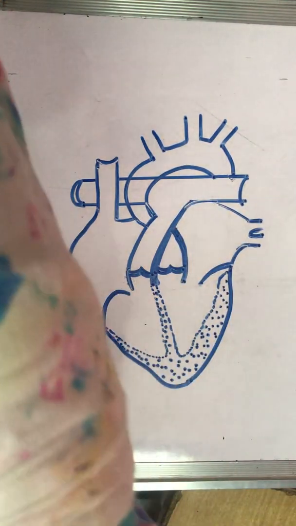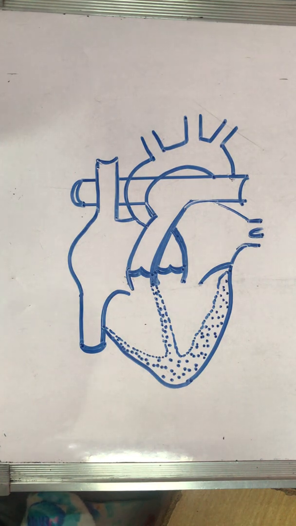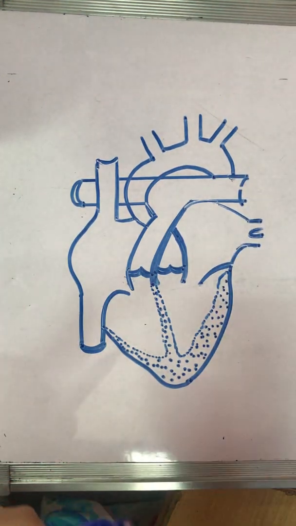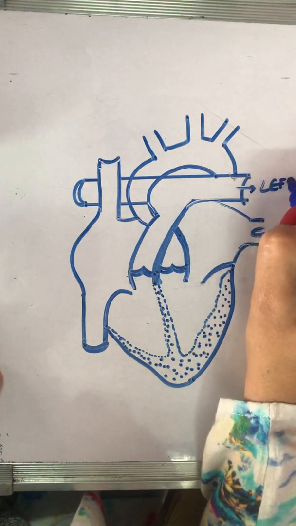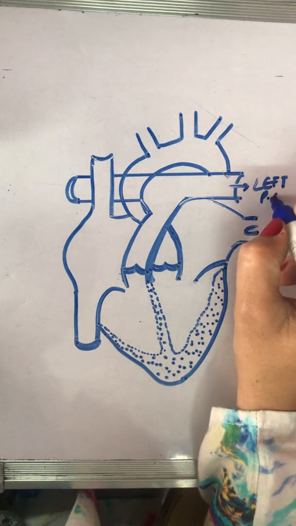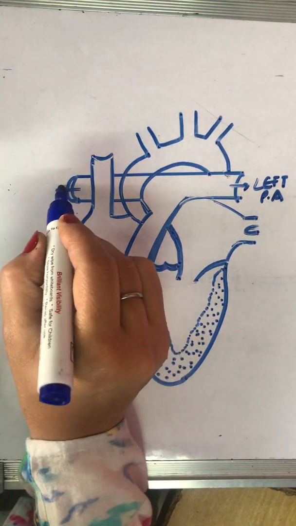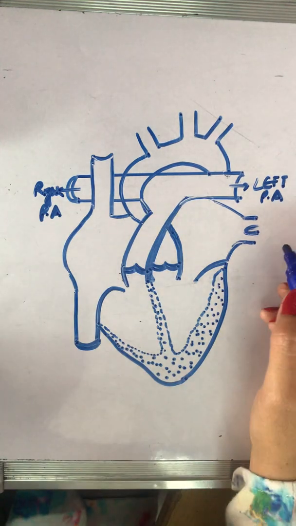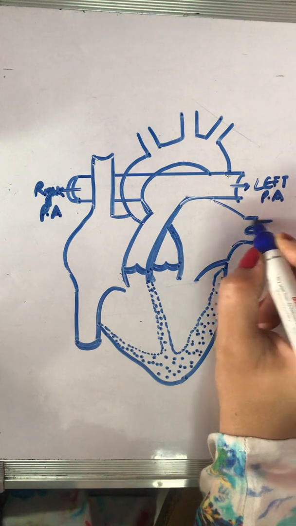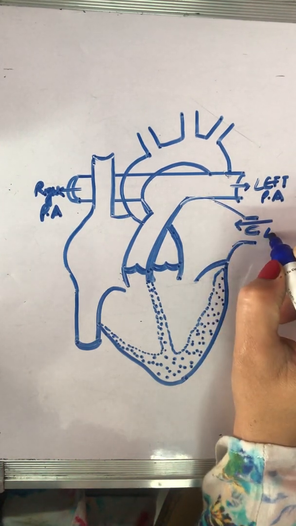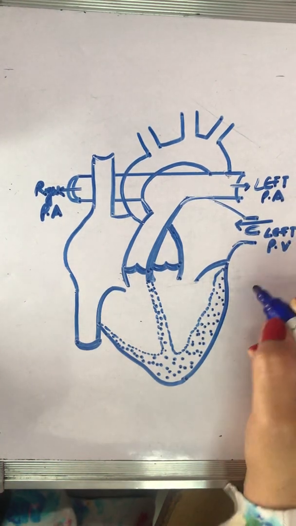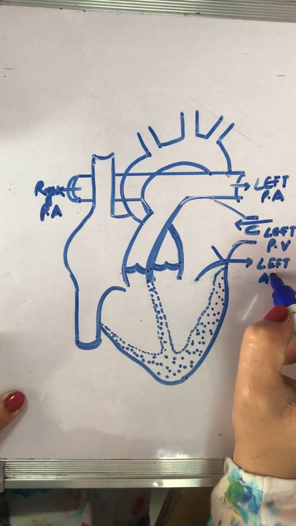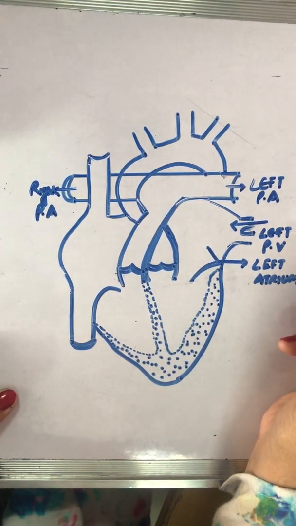From here, now what happens? From here basically we say this is the pulmonary artery, left pulmonary artery. This is right pulmonary artery. This is left pulmonary vein, both. And then this area is the left atrium, that means auricle, left atrium.